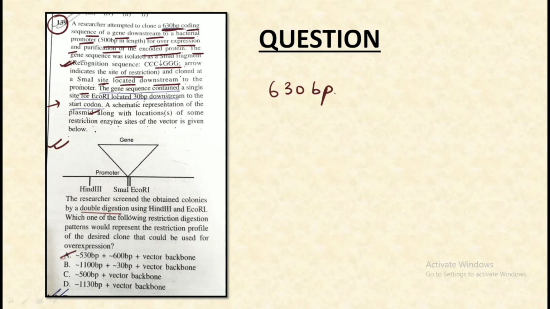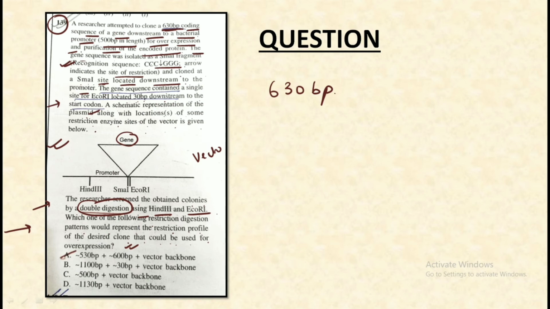So this is the schematic representation given to us. This is the vector that we have, and this is the area where the gene is inserted. The researchers screened the obtained colonies by a double digestion using HindIII and EcoRI. Which of the following restriction digestion patterns would represent the restriction profile of the desired clone that could be used for overexpression? So let us try to decode this question.